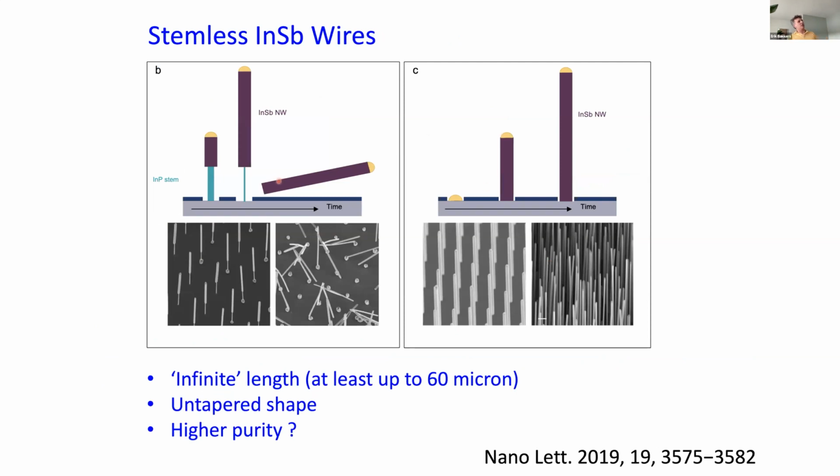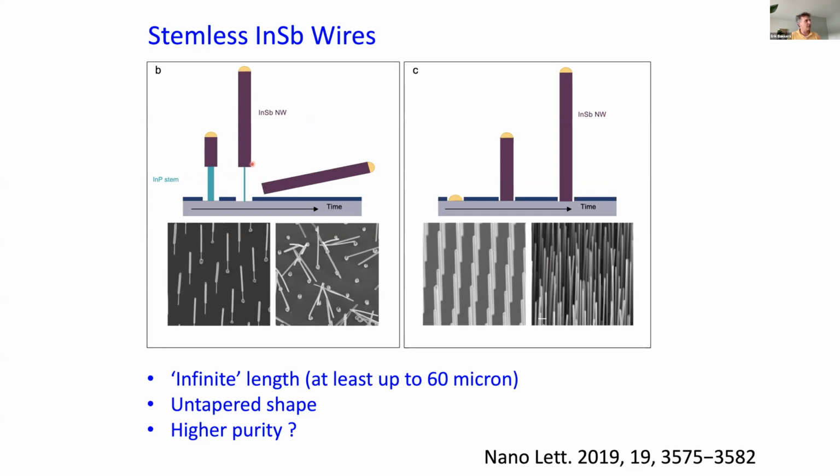I mentioned that for the growth of these wires, we use a stem of indium phosphide, or even we add indium arsenide. And there are two consequences. The first one is that this stem actually evaporates during the growth of the indium antimonide. And so here we switch to indium antimonide, we start to grow. And here you can see that the indium phosphide stem gets thinner and thinner.